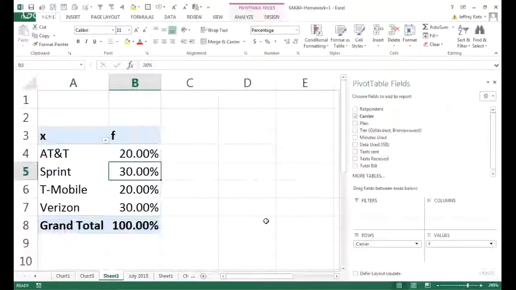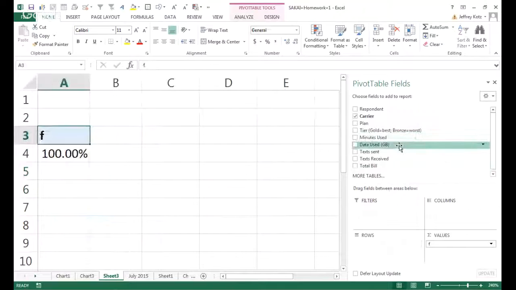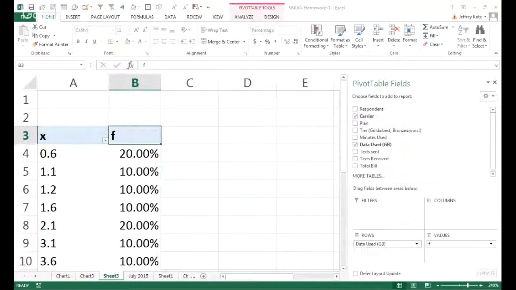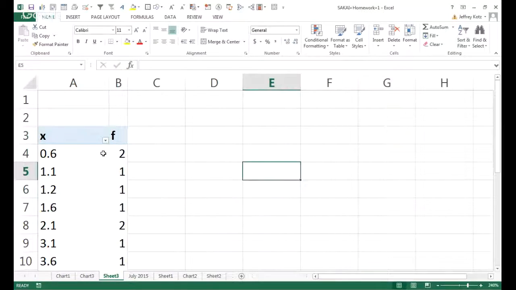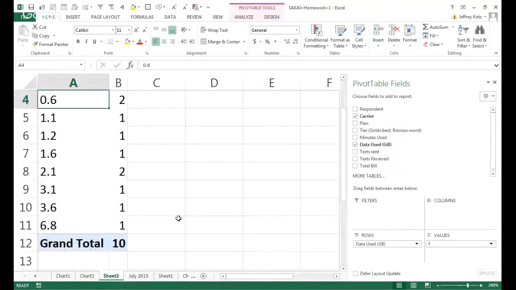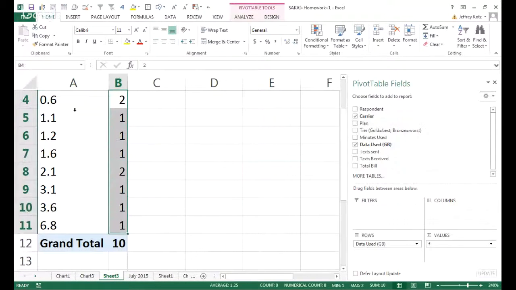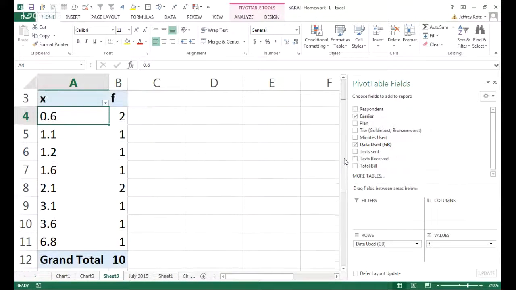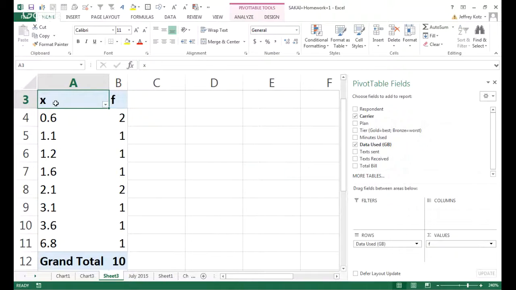So right now we're talking about relative frequencies, but if we wanted to calculate something else, let's say, for example, the amount of data used, and I don't want this relative, I want this as frequency here. Again, there were 10 people in our sample, and we can see that 2 people used 0.6 of a gig of data. And again, this is X. So someone used 0.6 gigs of data. In fact, 2 people used 0.6 gigs, and so on.